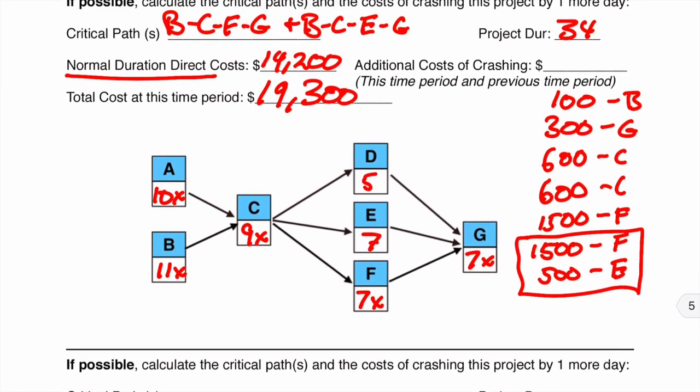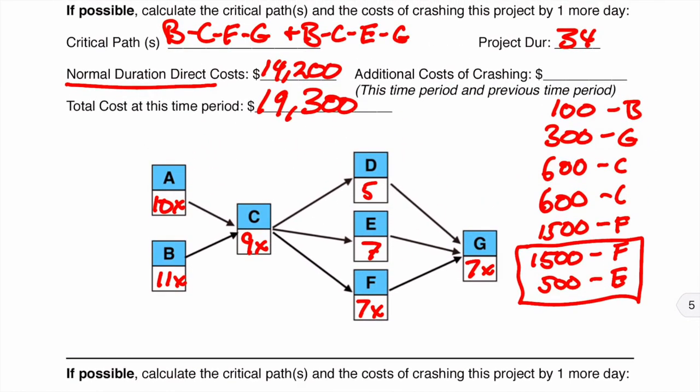Now, it asks us, if possible, calculate the critical path and cost of crashing by 1 day more. Can we crash it 1 day more? No, we can't, because if you look at this path here, everything has been crashed to its maximum. While we could crash E another one, that doesn't help us at all. So we are now stuck. If we were to move this down to 6, you'd do the calculation and find we're still at 34. So that doesn't help us at all. We can't move any farther.